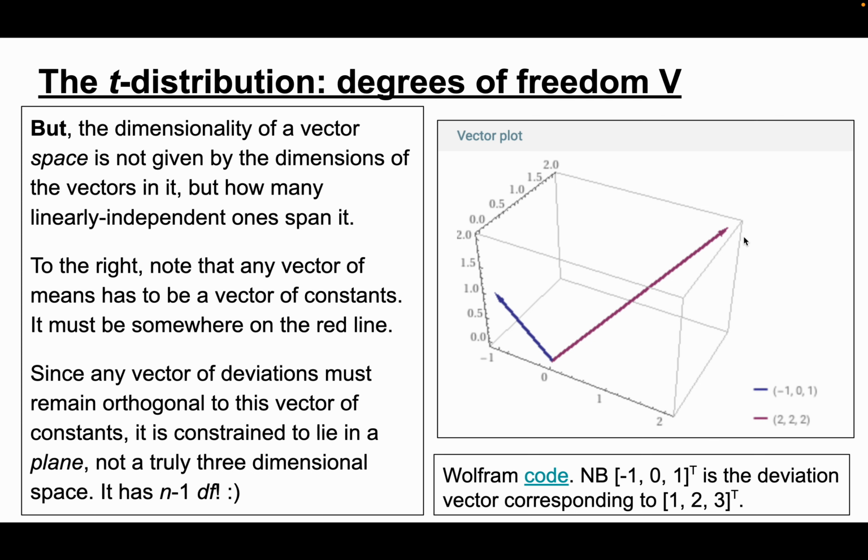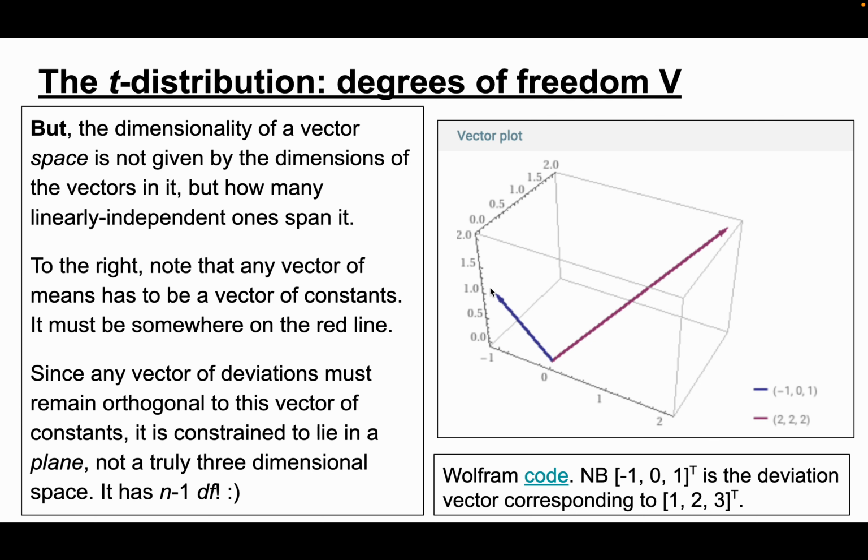Now, for a vector of deviations to be a vector of deviations, it must be orthogonal to this vector of constants. That's what it means for their dot product to be 0, and also therefore what it means for the deviations to basically add up to 0. The deviations add up to 0. So the idea is that this deviations vector and the constant vector have to remain orthogonal.